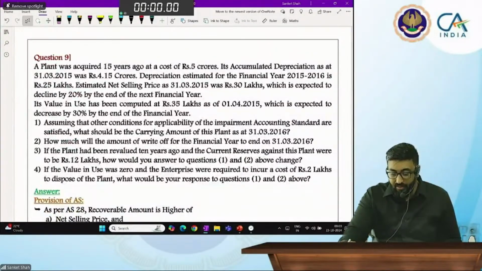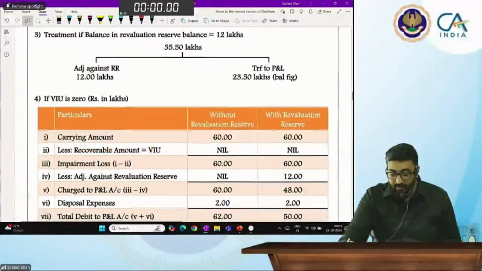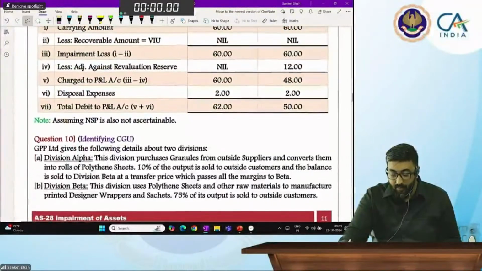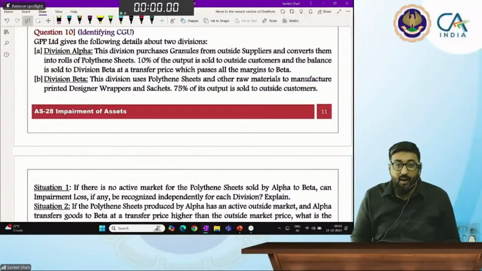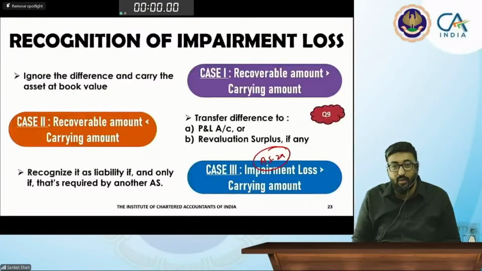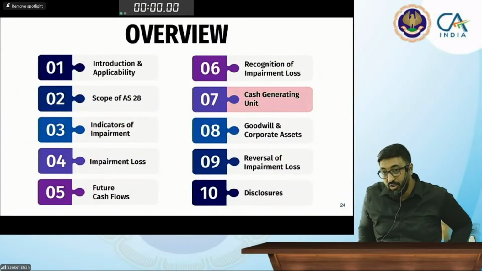Yes, I will not take this question today. I will take it after the CGU concept, after CGU, the revaluation model and all. I will take it in the next session. Question 9: you try this question today, and I will explain the answer in the next session, because I want to start with the cash generating unit.